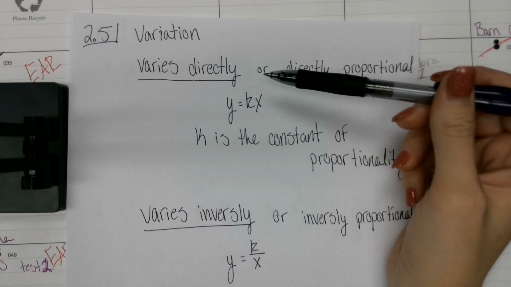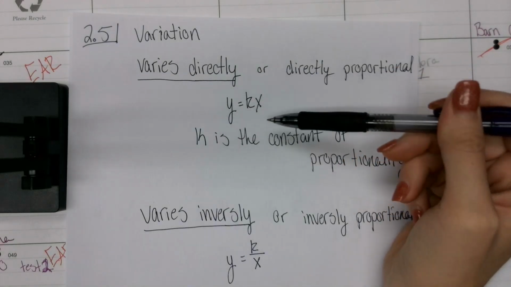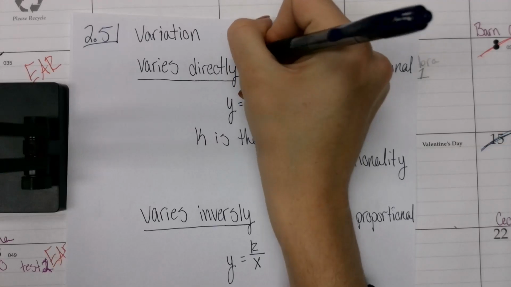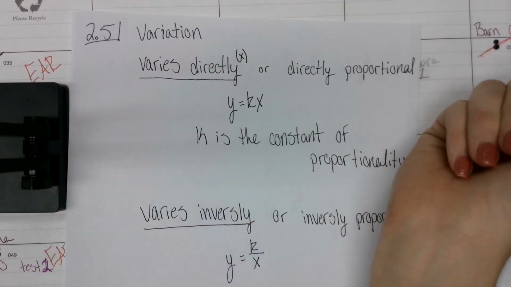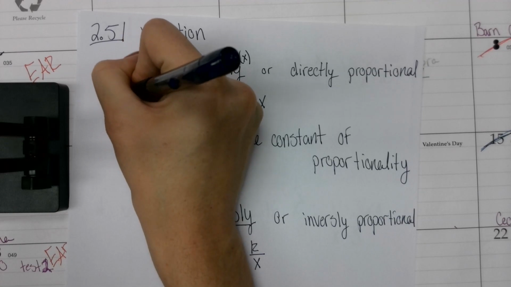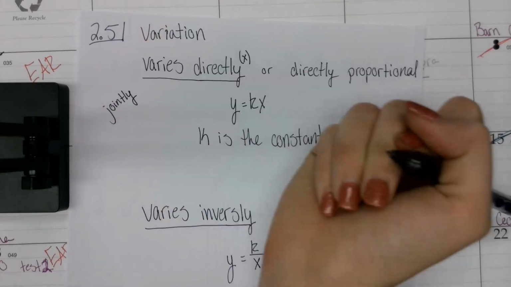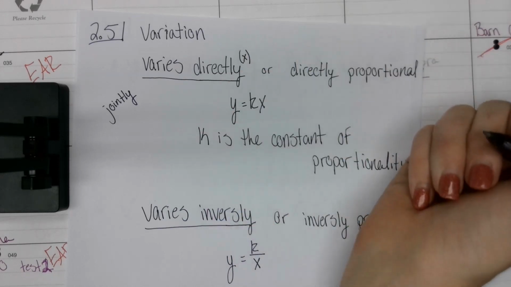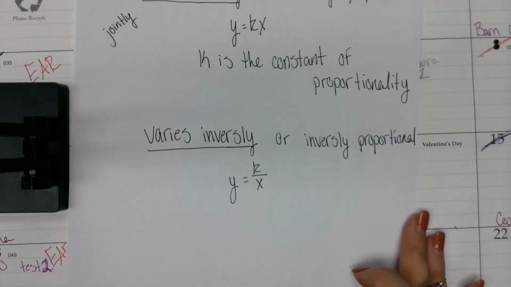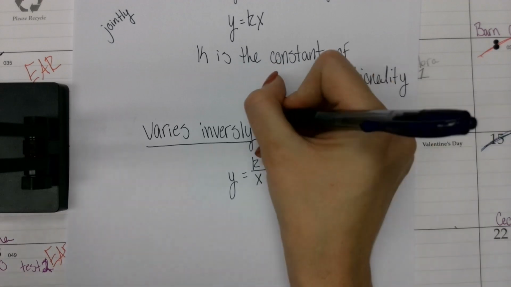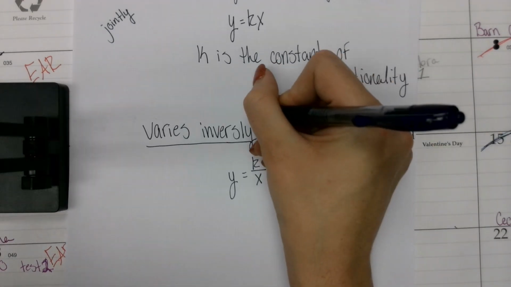If they ever say varies directly, we're going to use y equals kx. It's going to be multiplying, so varies directly, think multiplication. Sometimes they like to use jointly as well, which is usually more than one thing, like 2 or 3 things being multiplied. When they say varies inversely or inversely proportional, it'll be k divided by x. So think division when you hear inversely.